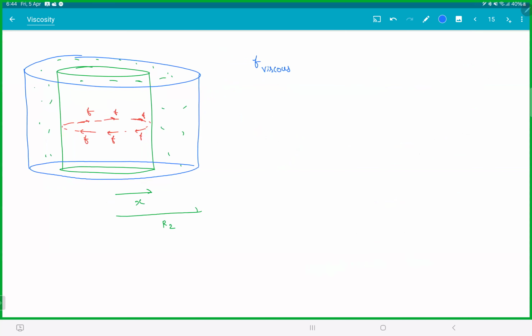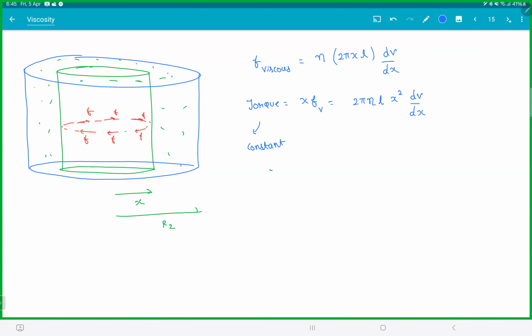So on this inner layer, the F viscous will be how much? Eta, area will be 2 pi x into L, and the velocity profile dv by dx, which I don't know how much it is. So torque will be x into F viscous. I'll just write FV, which is 2 pi eta L x square dv by dx. But luckily, just now we proved the torque is constant. I don't know the value, but I know it is constant.